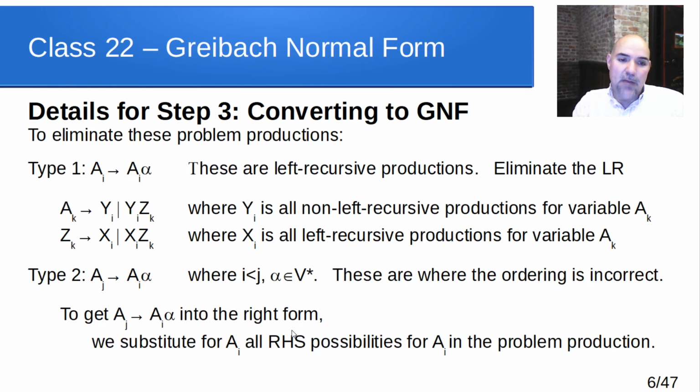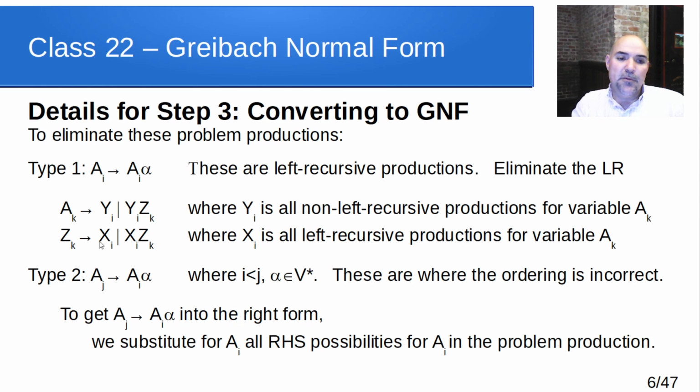Okay. So how do we get rid of those two types of problem productions? We'll start with type 1. We just remove left recursion in the traditional way. In other words, we divide this up into the non-left recursive production types and the left recursive production types, and then we perform the replacements like we did previously.